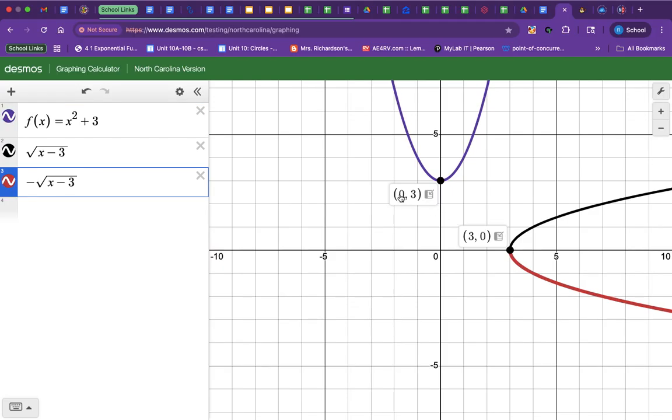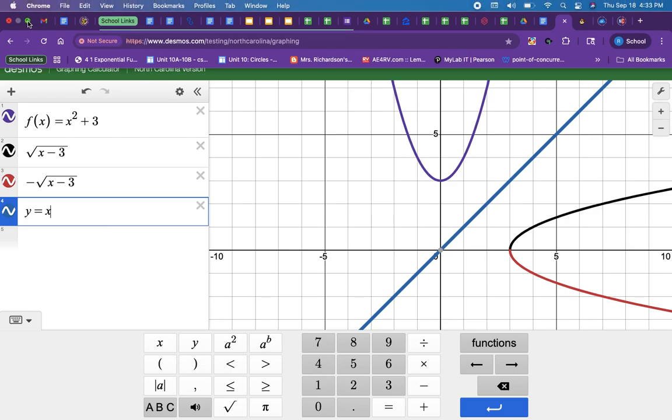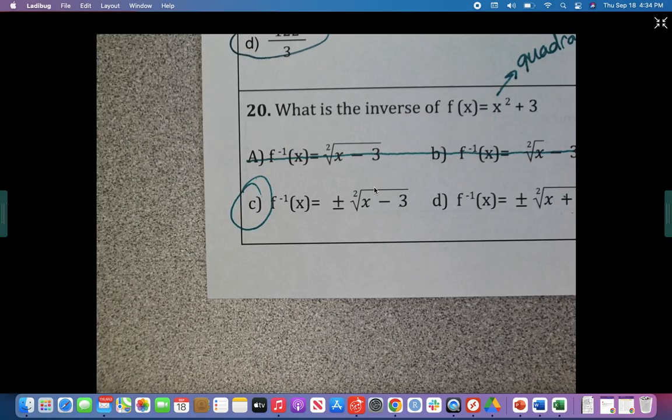So remember, ordered pairs are switched for your inverse. So 0, 3, 3, 0. Remember, they also have y equals x symmetry. So again, that just means your ordered pairs are switched. All right, so answer is C for number 20.